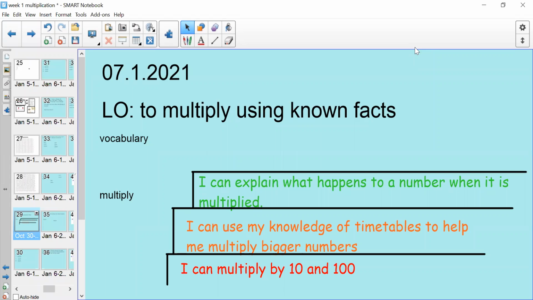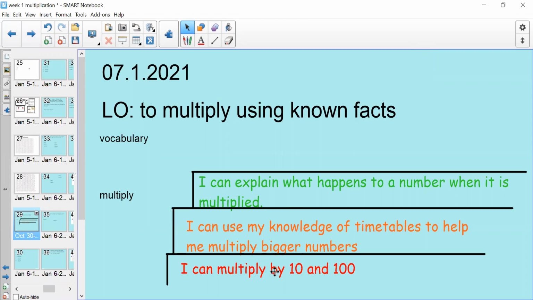Good afternoon, Year 4s, and welcome to Thursday's maths lesson. We're doing maths in the afternoon on a Thursday because remember that you've got PE in the morning on Thursdays. So Thursday afternoons are when we do maths lessons. Today's maths lesson is all about multiplying using known facts.